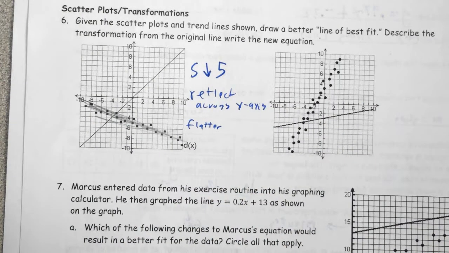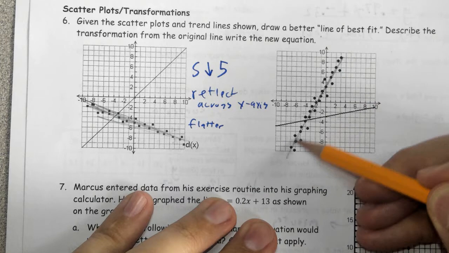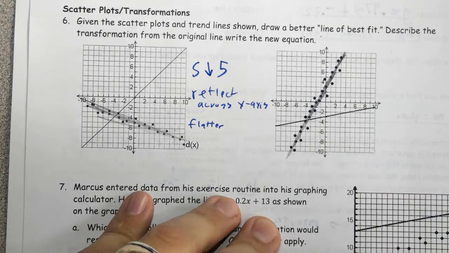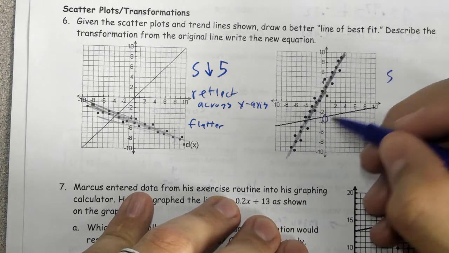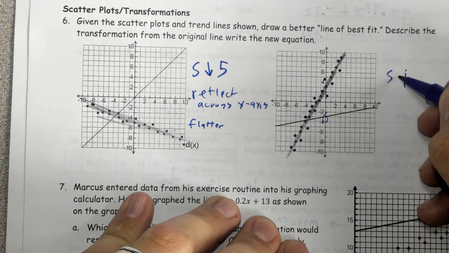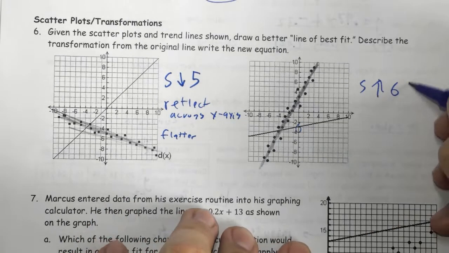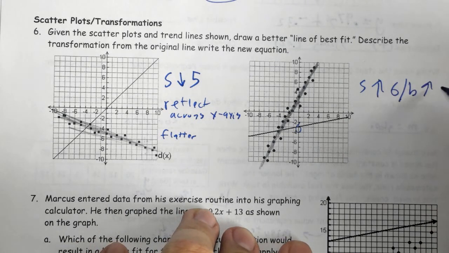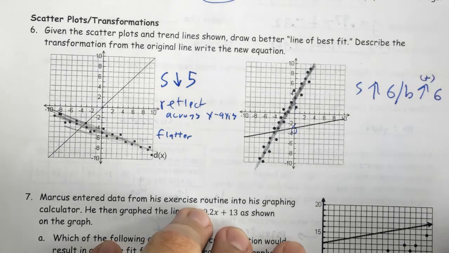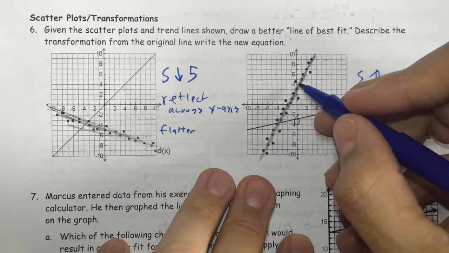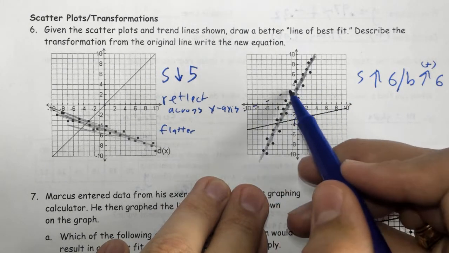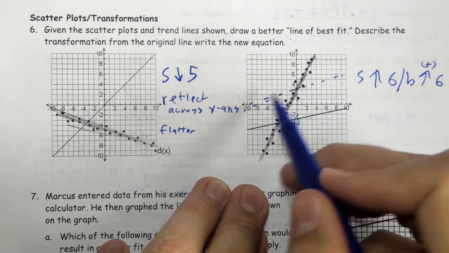Next one, let's go ahead and draw that trend line. There it is. That one's pretty easy. Pretty strong correlation, all close together. Y-intercept shifts up 1, 2, 3, 4, 5, 6. That's my B, my y-intercept. My B is going up 6, or adding 6 to my B. Once it gets up there, that line's going to look something like that.